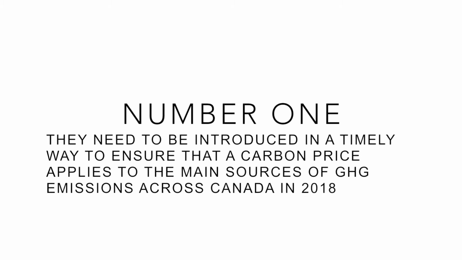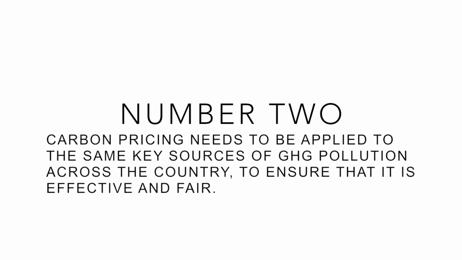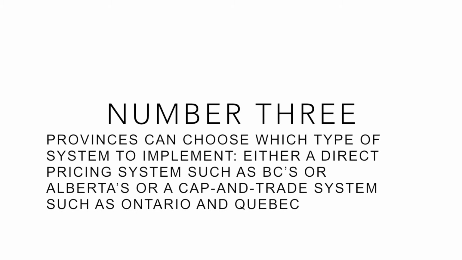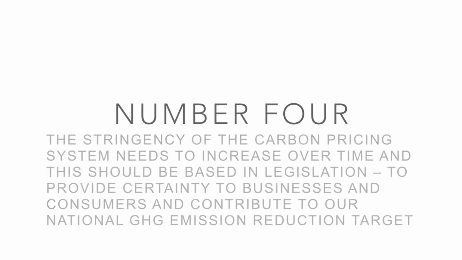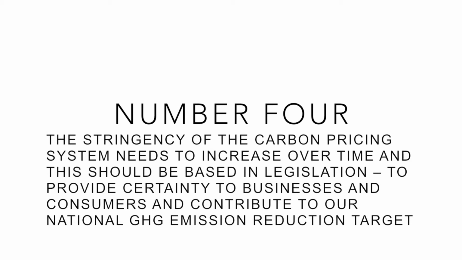There are 4 conditions for the federal criteria, which are as follows. They need to be introduced in a timely way to ensure that a carbon price applies to the main sources of greenhouse gas emissions across Canada. Carbon pricing needs to be applied to the same key sources of greenhouse gas emissions across the country to ensure that it is effective and fair. Provinces can choose which type of system to implement, either a direct pricing system or a cap-and-trade system. The stringency of the carbon pricing system needs to increase over time, and this should be based in legislation to provide certainty to businesses and consumers and contribute to our national greenhouse gas emissions reduction target.